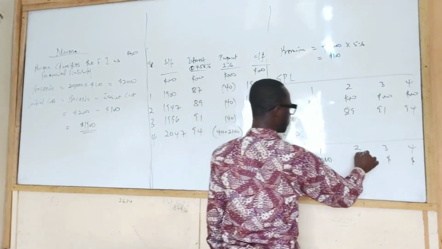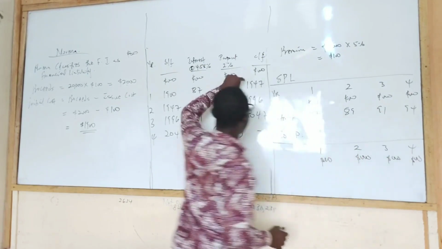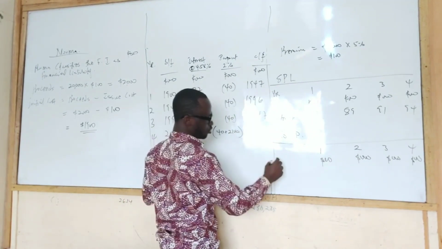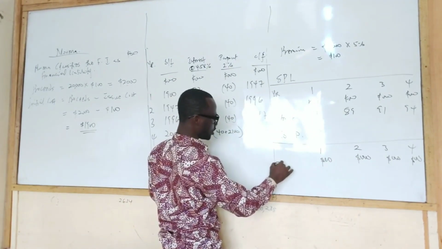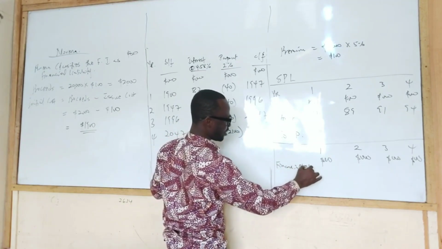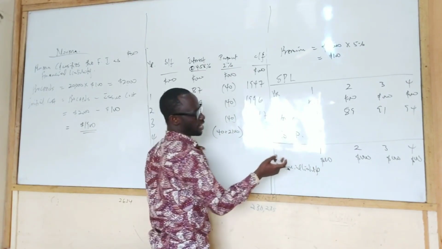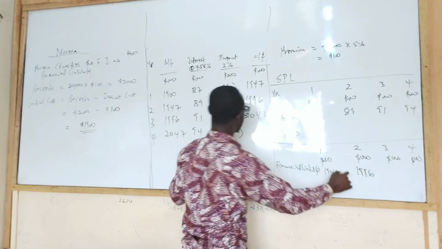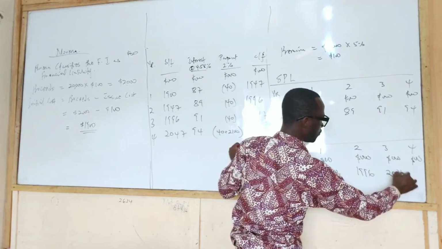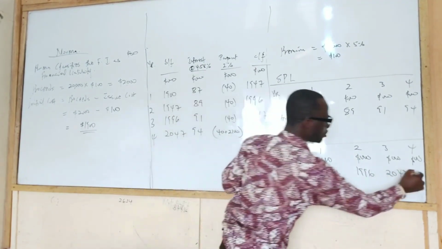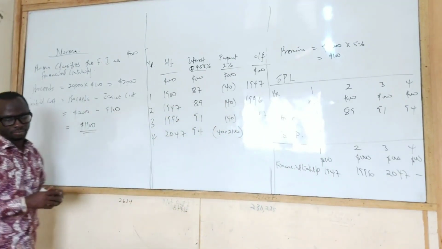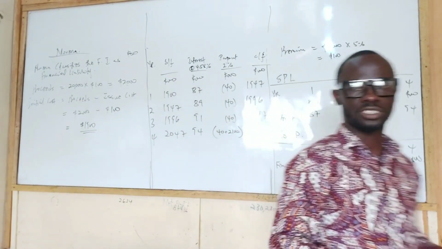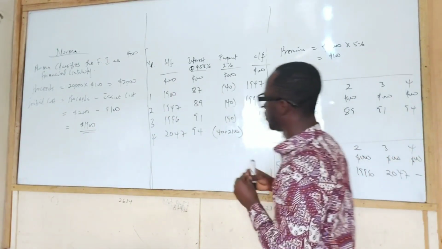Thousands up. These carry forwards. It means in year 4 nothing will be there. So the financial liability, because at the end of the 4th year there is nothing. So 1947, 1996, 2047. Year 4, so nothing will be there. So this is the answer to the question, and that's the financial liability.